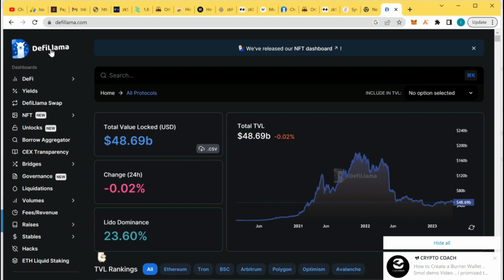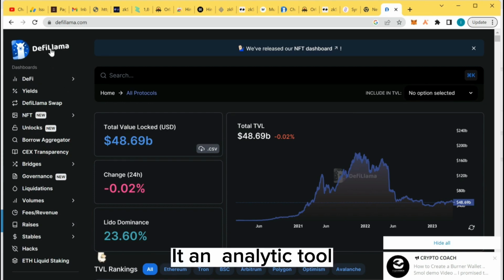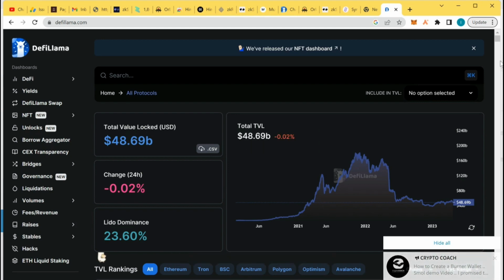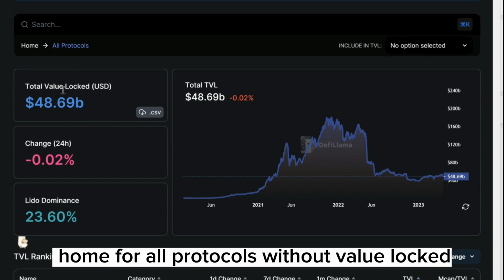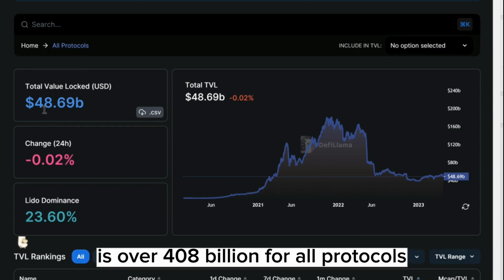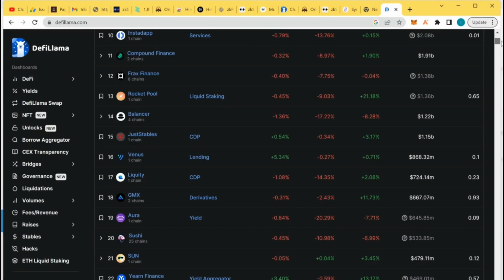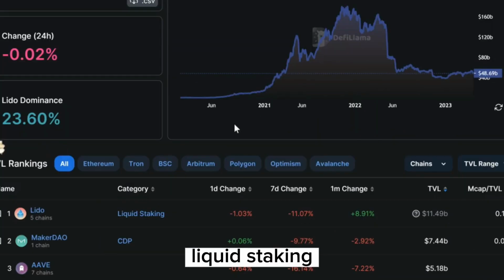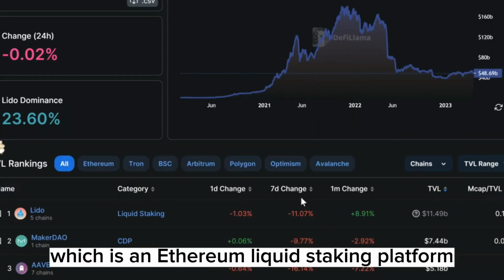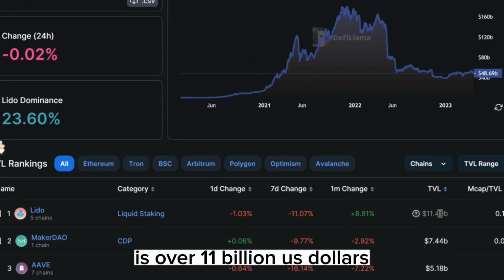So first of all, Defillama is an analytic tool. You should understand that. Here it shows home for all protocols. Total value locked is over 408 billion for all protocols. When it comes to TVL ranking, you see that Lido, which is an Ethereum liquid staking platform, is over $11 billion.